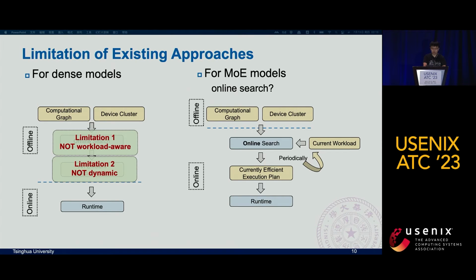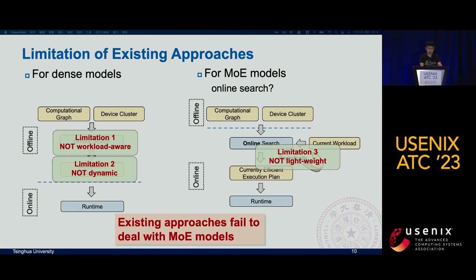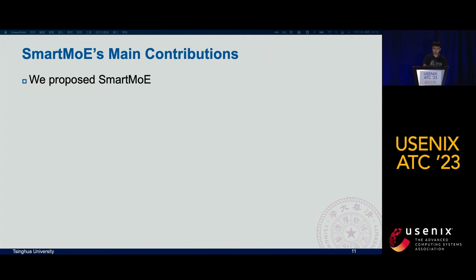For MoE models, moving the search process to the online stage does not solve this problem because the search efficiency is not acceptable. Both online search and switch are slow and could incur significant overhead. In summary, existing approaches fail to deal with MoE models. So therefore, we propose SmartMoE.